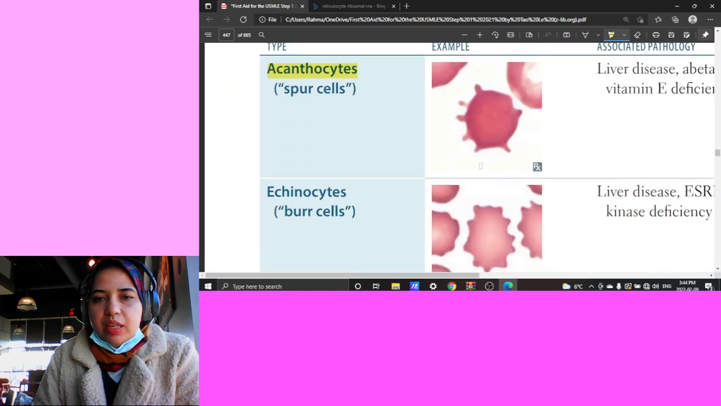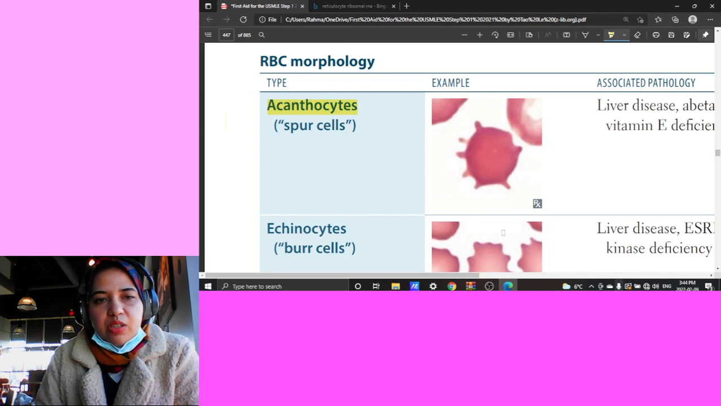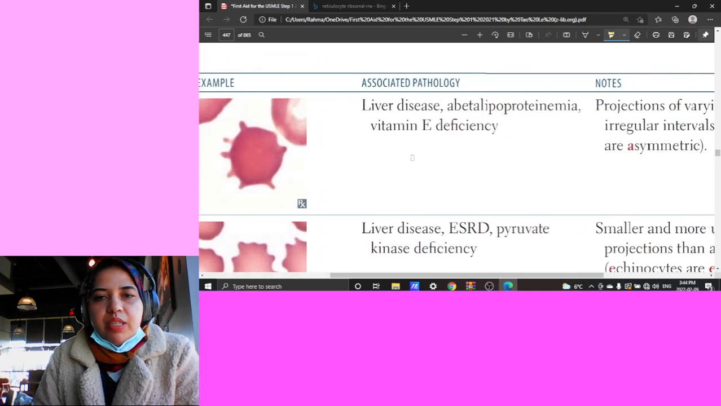And what do we see? We see these things that are sticking out of it, right? But they're not very equal in comparison to the burr cells that you see here. They look very evenly dispersed here, right? But these acanthocytes are not very evenly dispersed. Where do we see them? We see them in liver disease, vitamin E deficiency, and abetalipoproteinemia.